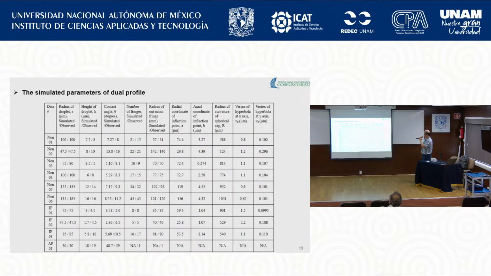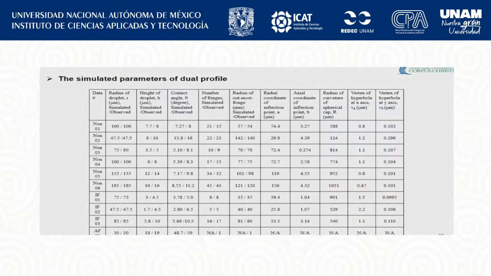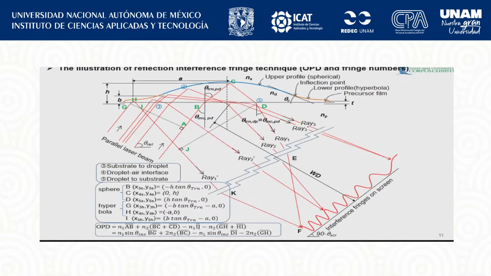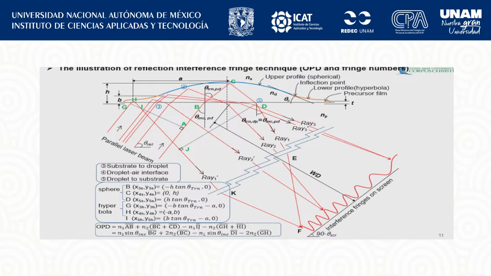And now this table shows the ray tracing related simulation parameters for the droplet dual profile. It's not shown here, but this one is the simulation result. Okay, let me quickly go to the original one here. Yeah, this droplet figure has a lot of interesting things, and I'm sorry about the kind of shifted figure.